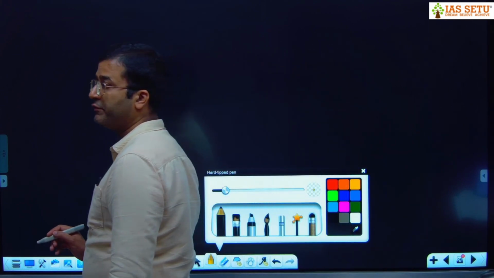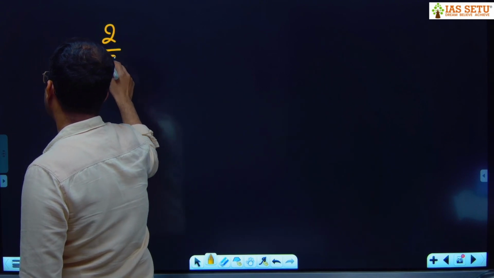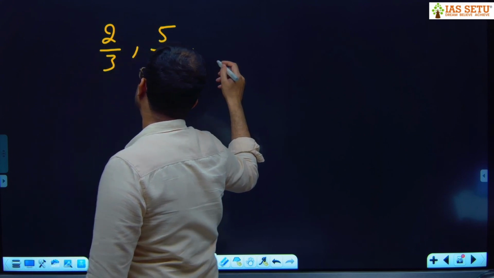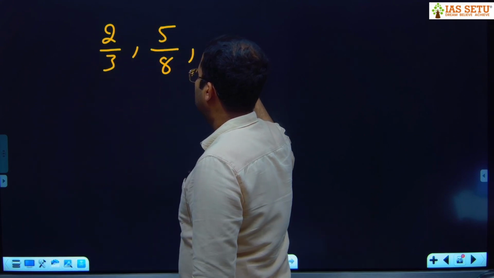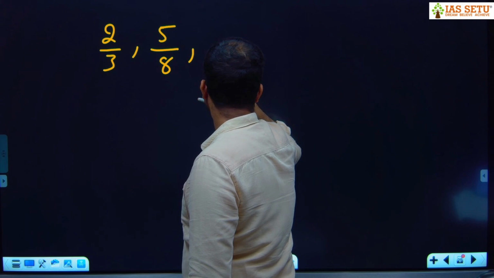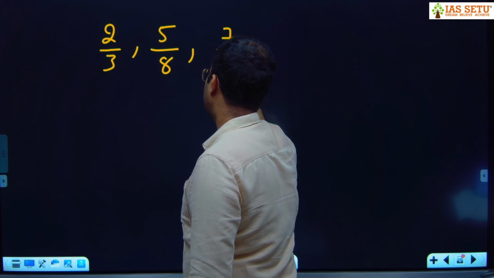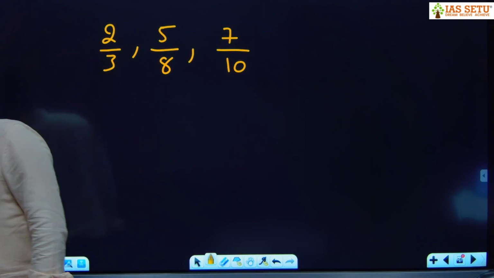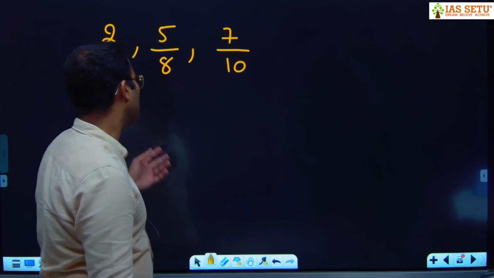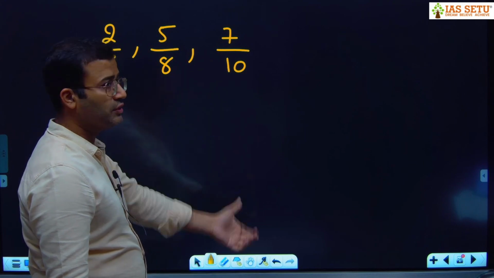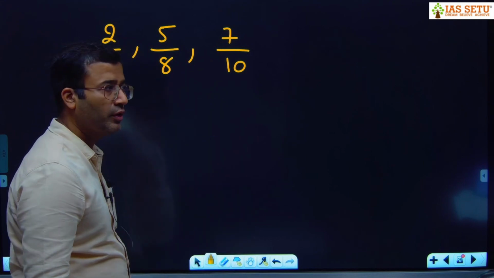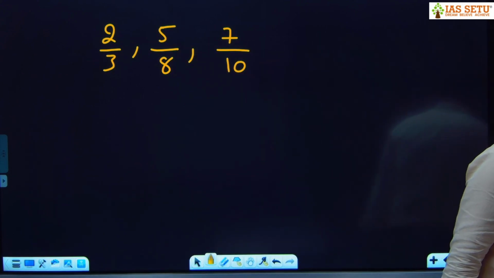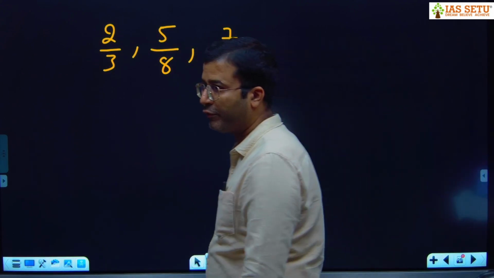Let me take a question where we have 3 fractions or maybe more than 3 fractions. 2 by 3, 5 by 8, 7 by 10. You can't compare 2 fractions this time, then these 2, then these 2. It will become a whole Olympic game, you will keep playing games. So how to apply this method for more than 2 fractions? We have a shortcut.